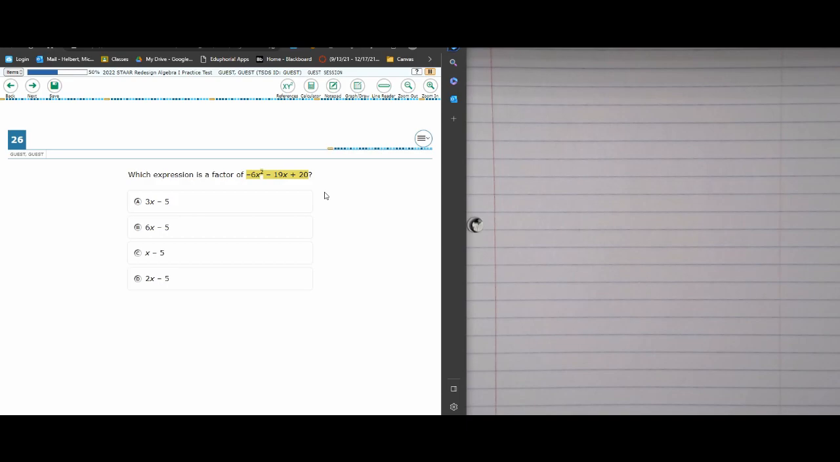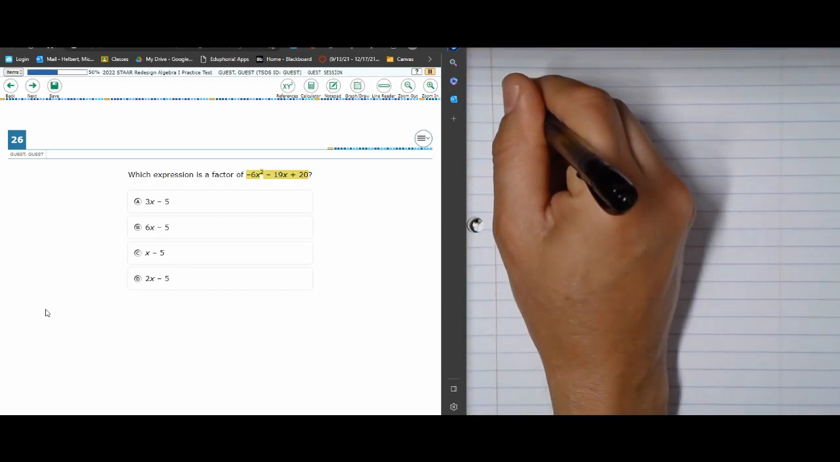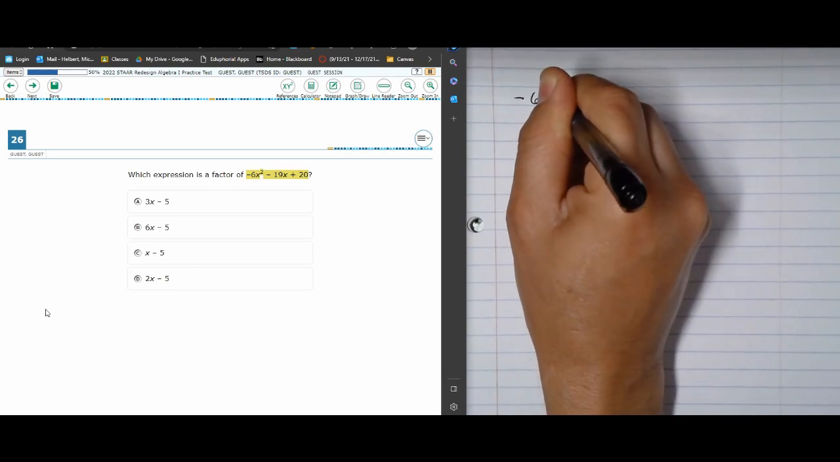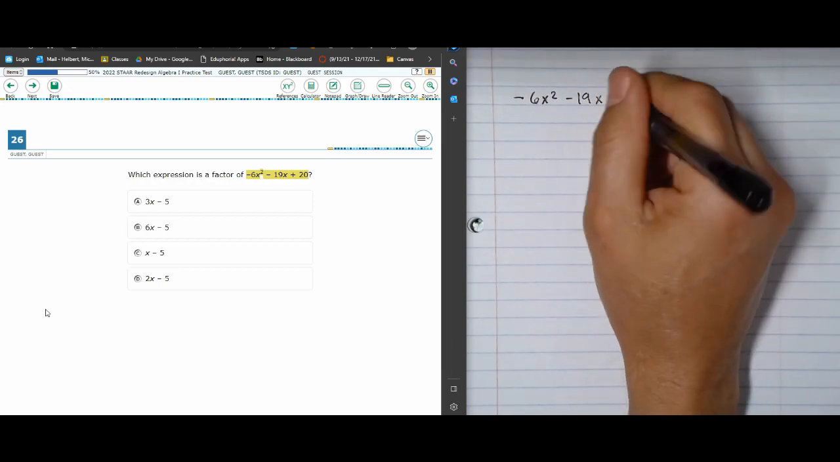So we are going to have to use our factoring method that I taught you in class, where we multiply a times c, and we also check to see if we need to pull out a greatest common factor to determine which one of these factor sets is correct. So let me show you, just to refresh your memory on what we would do. First of all, I'm going to rewrite this. I'm going to write this as negative 6x squared minus 19x plus 20.